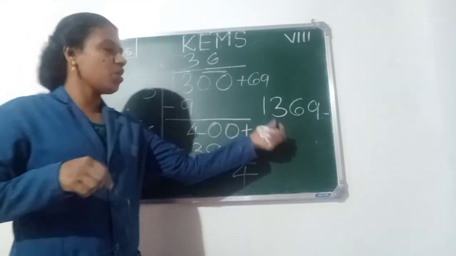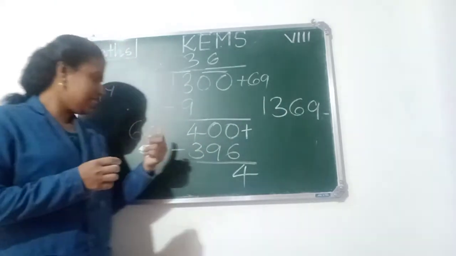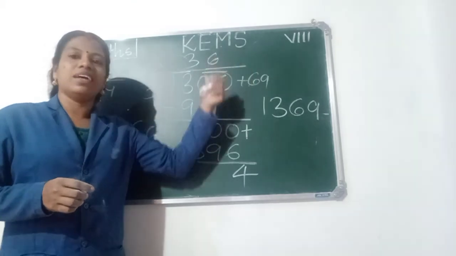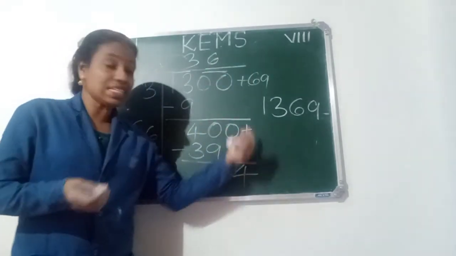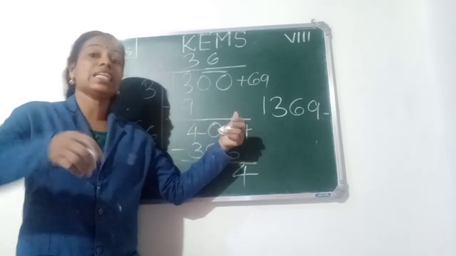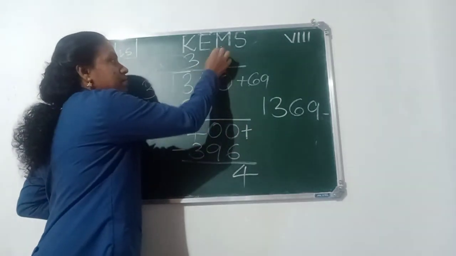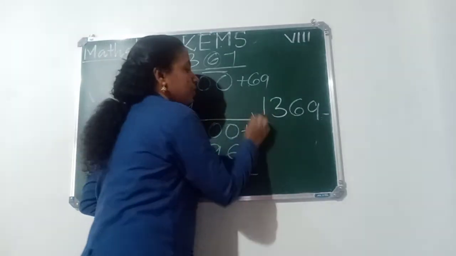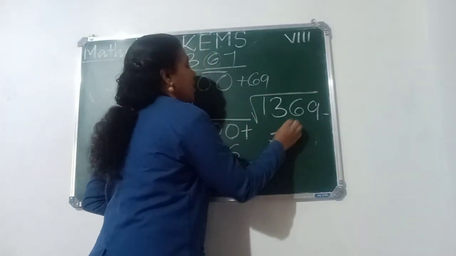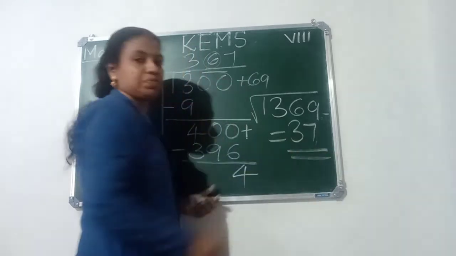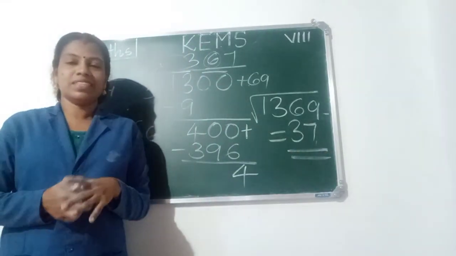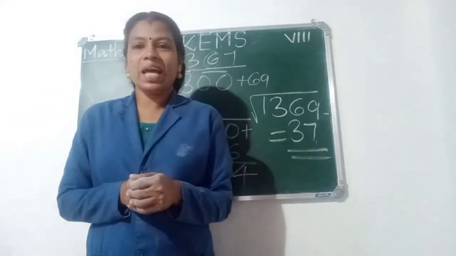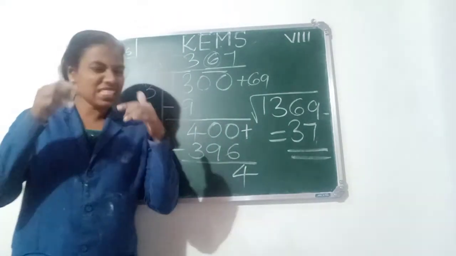Then what is the square root of this number? Is it 6? No. We add 69, so that means the next perfect square. So this 6 becomes 7. So the square root of this number is 37. Clear? Is that clear?